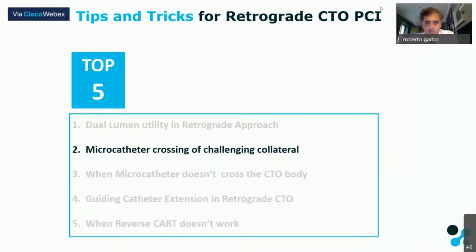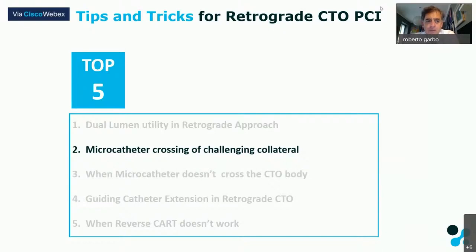Okay, well, now we can go to the second point, microcatheter crossing of challenging collaterals. I think you can see some other interesting and challenging cases. I think that the next two points are really important, and we can have many problems during our retrograde PCI, and Gabriele and Alessio know the risk very well. When you have a very challenging collateral, if the microcatheter doesn't cross the collateral, our retrograde procedure will fail, because the key point is to cross the collateral with the microcatheter. So this is very, very important.